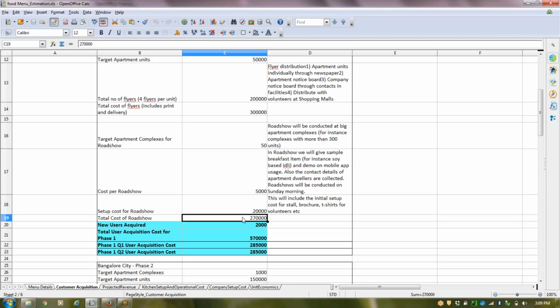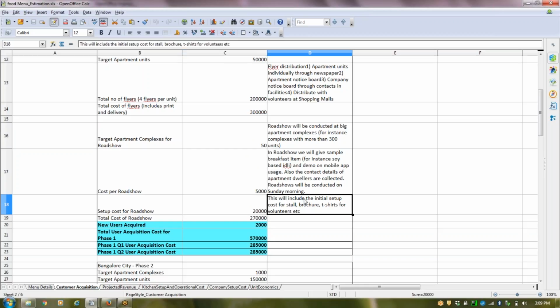So in that way, they have set up the total cost of road show, adding all these. That is 5,000, and this has to be multiplied by 50. That is for each apartment complex, they're spending 5,000 rupees, and multiplied, you will get 2.5 lakhs. Then there is this setup cost.